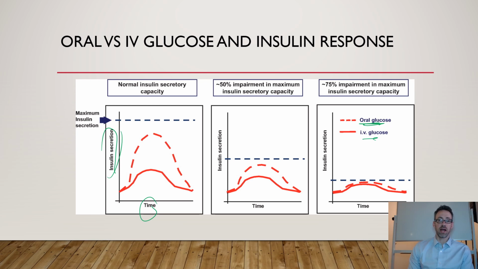However, if the maximum insulin secretion is reduced, like let's say you have 50% impairment in your ability to secrete insulin, you'll still have a better oral response, but it's closer to the IV response. And then lastly, if you have say 75% impairment or so of your insulin secretion ability, which you might see in a diabetic, for example, you'll notice that the oral glucose and the IV glucose are almost matched at that point, even though both are essentially reduced. But we lose that ability to have a much stronger GI response to insulin release.